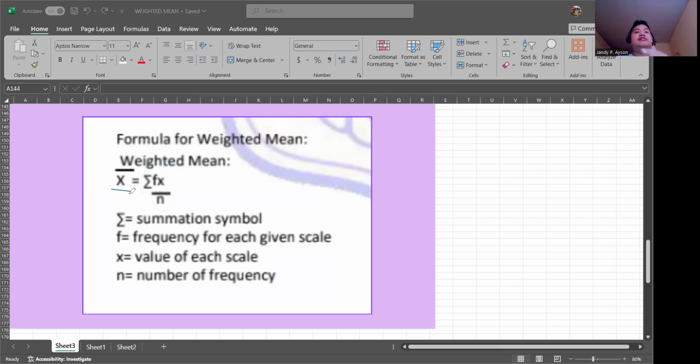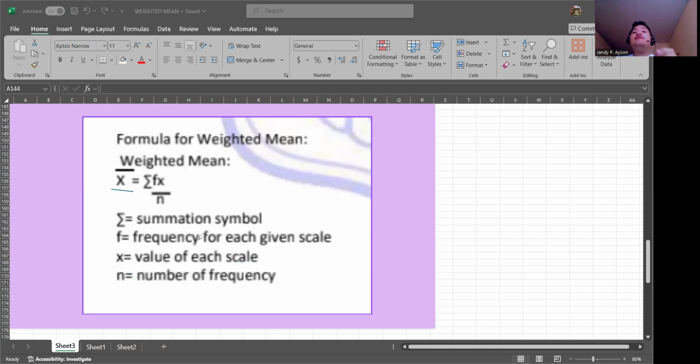So, ano po yung legend ng bawat symbol natin? So, ito pong E na malaki, this is our summation symbol. And remember, when we talk about summation symbol, meaning the operation to use is to add. F. Our F naman po is the frequency for each given scale. And then X naman po is the value of each scale. And then N naman po is the number of frequency.